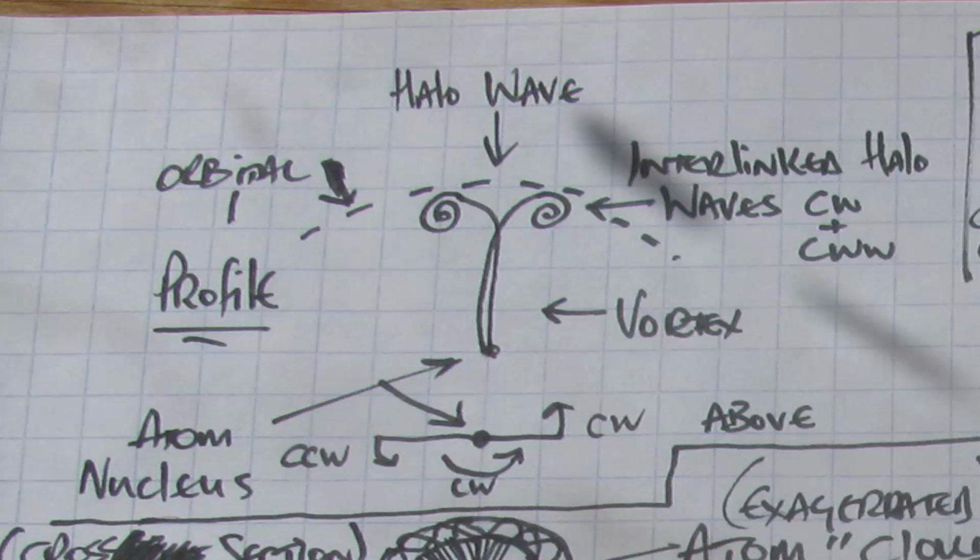In the center we have the atom nucleus. We have a vortex rising. The two vortices cross each other, pass through each other so that they interlink clockwise and counterclockwise. Then they roll around into a halo. This is one quota of energy, and this is how the orbital 1 atom skin is achieved.